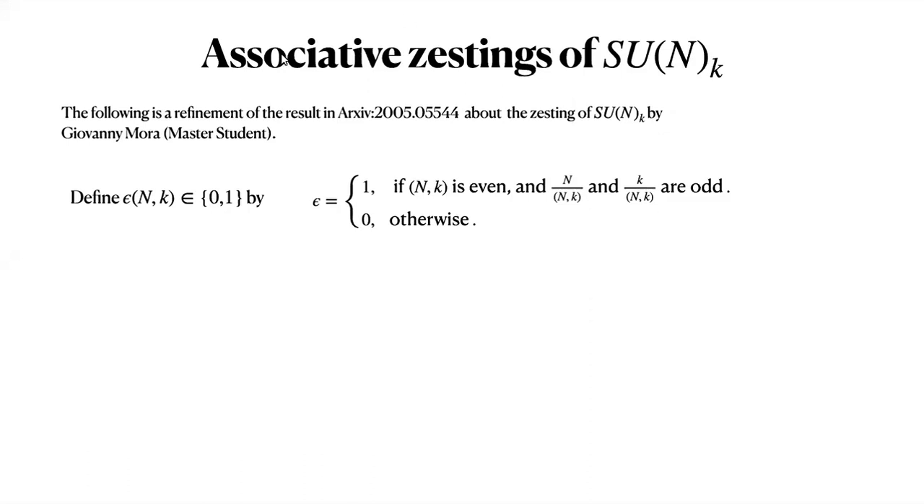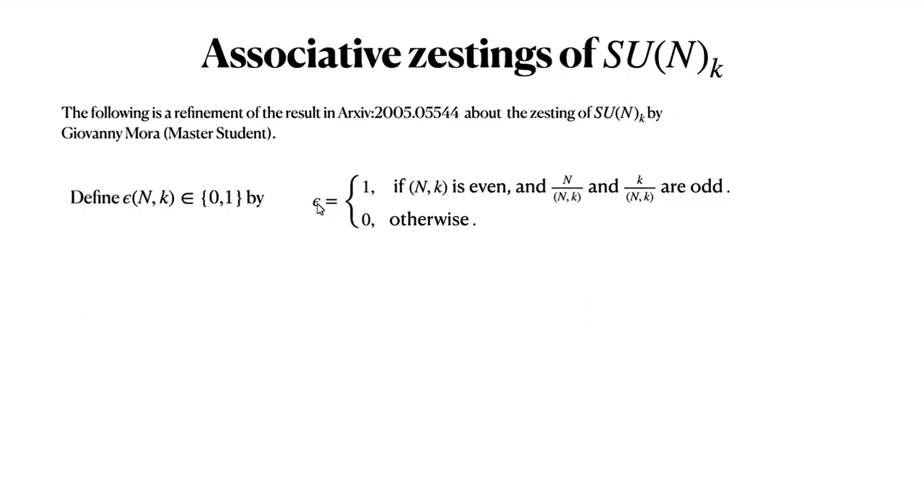So I decided just to present in the case of SU(N) level K, just to see with a concrete example. So suppose that, and this is part of the master thesis of one of my students, you have this N and this K. We will define this epsilon.